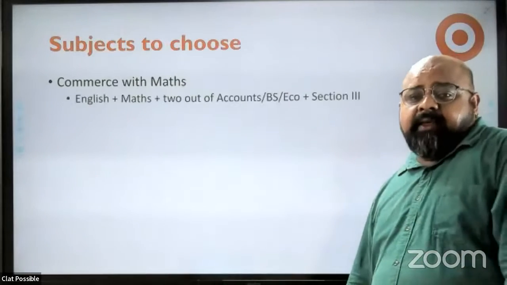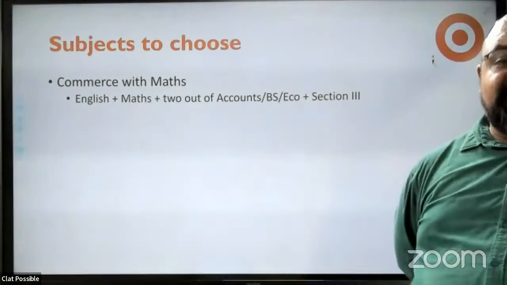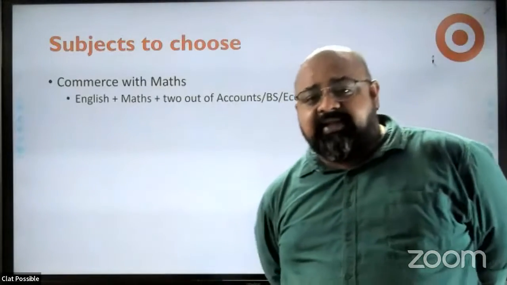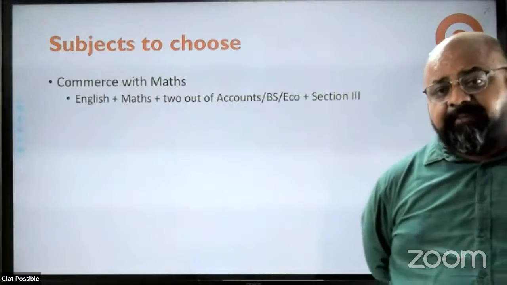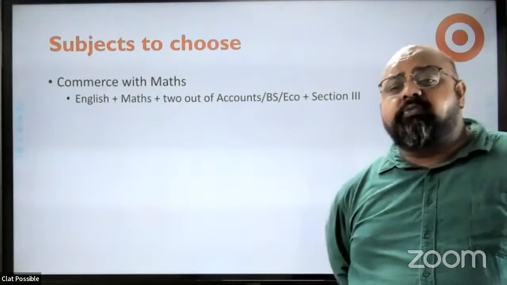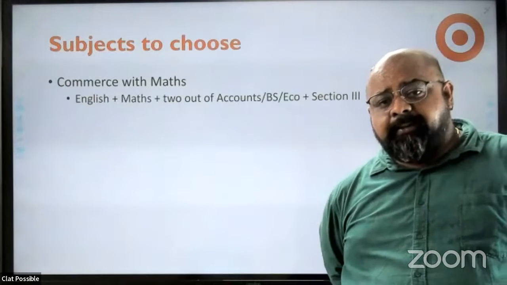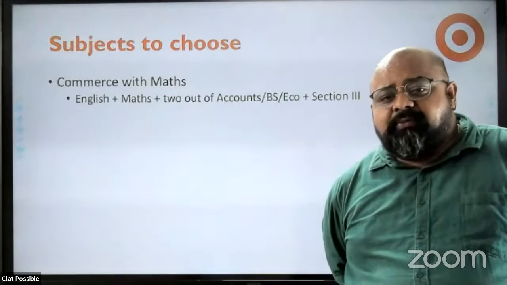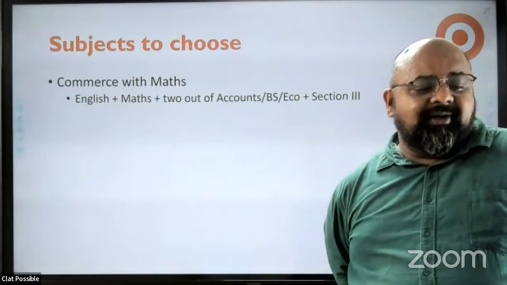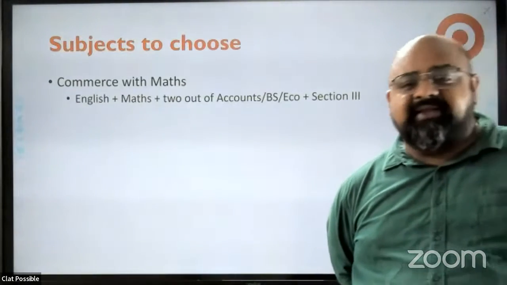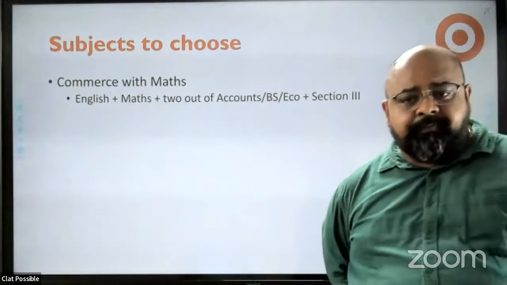So what should you look at? The takeaway, this could be a good selection for anyone depending upon your stream. If you're a commerce with maths student, go for English, maths, any two of accountancy, business studies or eco, and then section 3. Basis this, you'll be able to apply to most of the popular programs in Delhi University. You can choose all three, accounts, BS and eco, but even a choice of two with maths, English and section 3 would suffice for you to apply to any program.